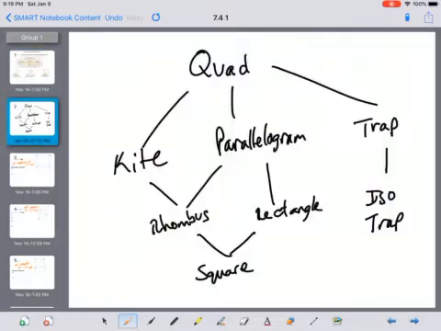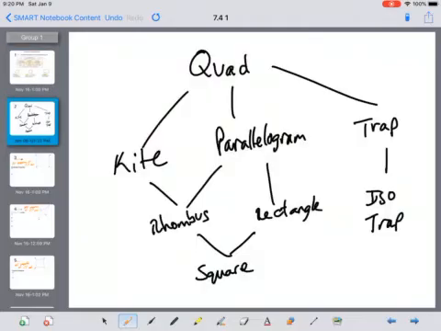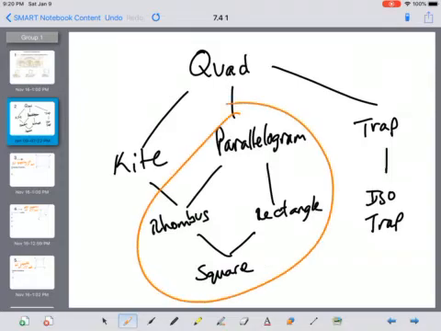And then you can look at this Venn diagram, and then another way to look at this is this flowchart of how the properties are. So we're going to have the quad at the top, and then we have three different types with the kite, parallelogram, and trap, and then we can get more specific. We're going to be looking today at the different types of parallelograms. So we could have a rhombus, a rectangle, and then the most specific one, a square.